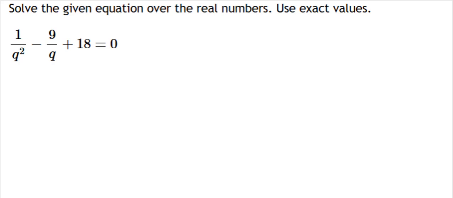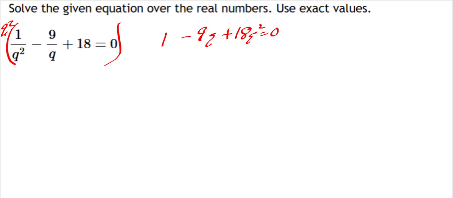Now, let's look at this. Solve the given equation over the real numbers. Use exact values. So we have the variables in the denominator. I don't like that. So what we're going to do is this. We're going to multiply everything by q squared. In doing that, that's going to leave me with 1 minus 9q plus 18q equal to 0. Well, q squared, I should say. We're going to multiply that.